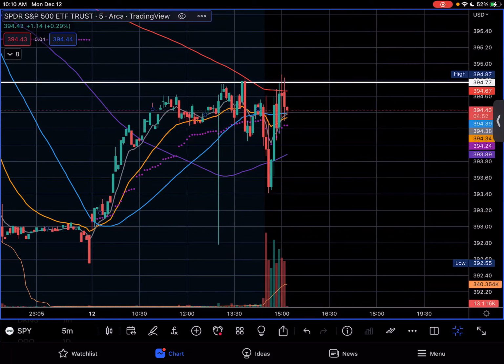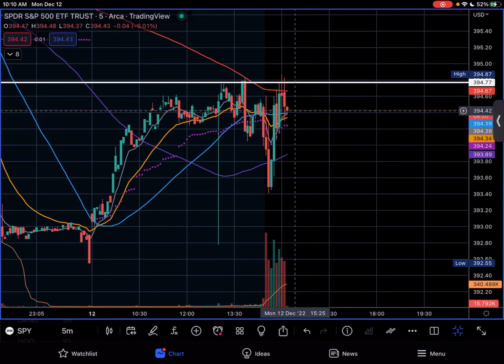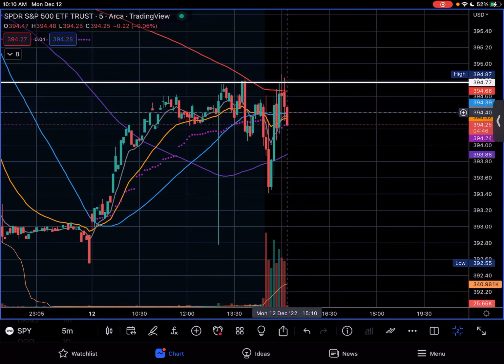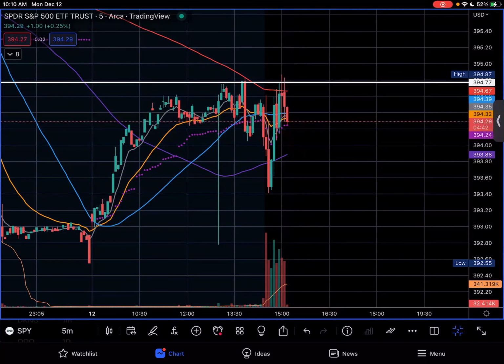Kind of got a lot of things going on right here in this area, a lot of different moving averages and things. So my blue line, that's my 50 SMA. And then I have the 8, which is gray, and the 21, which is that yellow gold one. All right, so we touch VWAP again on SPY, which is that purple dotted line.